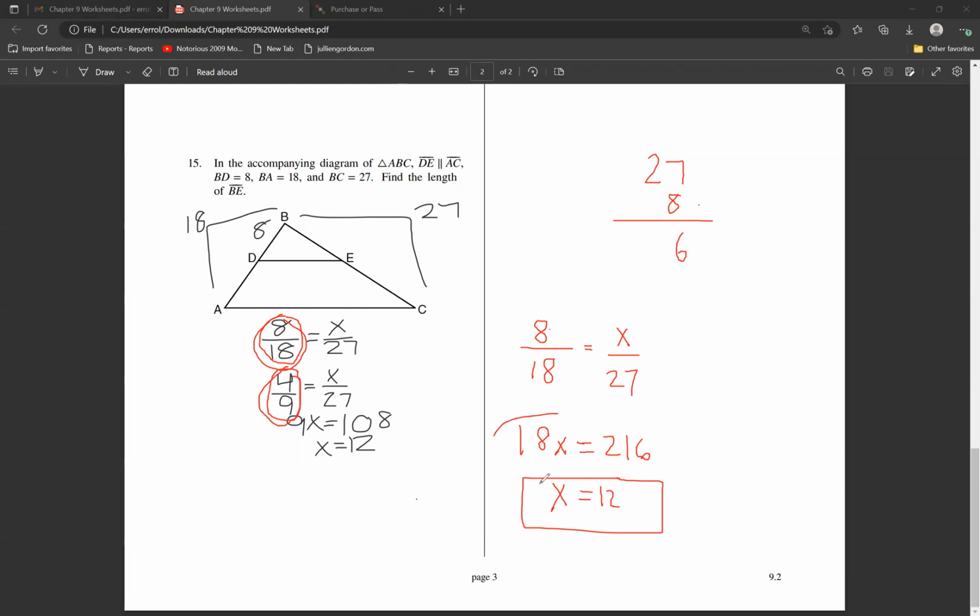But see, this math right here is a little bit harder than that math right there. But you end up multiplying the same numbers anyways. Okay, did you write that one down? Write that one down. This is 8 over 18 here. This is 4 over 9 here. Got it? You good on that one?